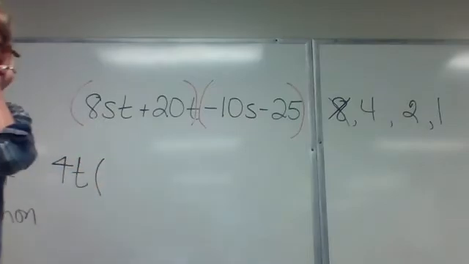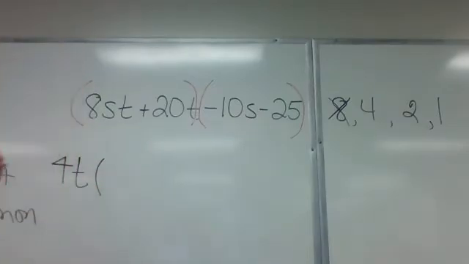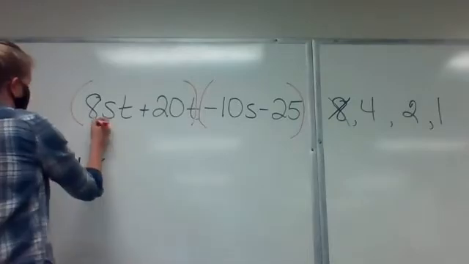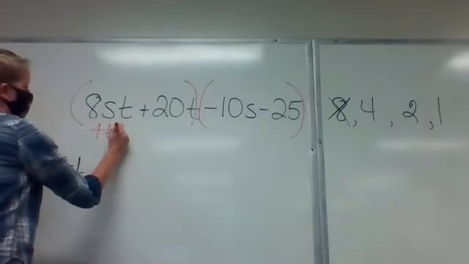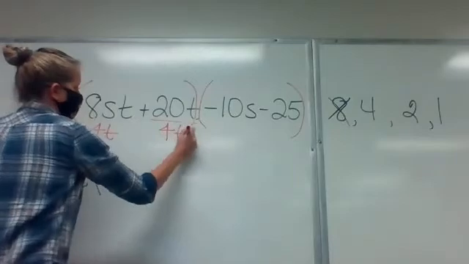Put in parentheses what is left when you pull out 4T. Again, write it underneath. 4T.